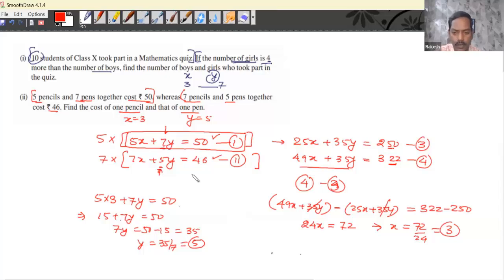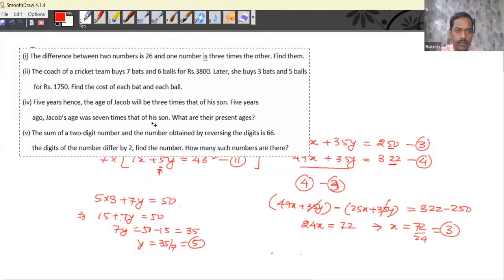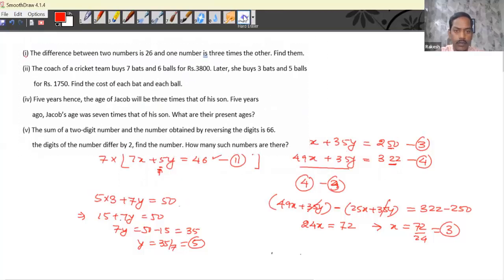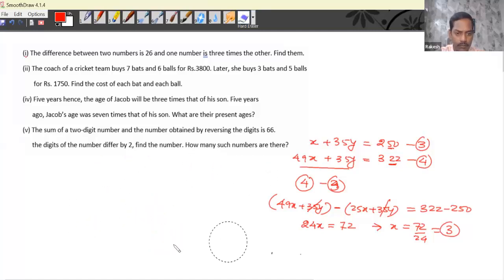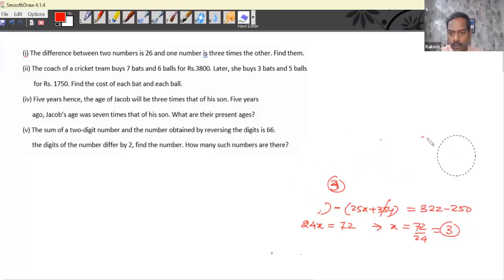Let's take a few more examples so that you understand what types of questions we get in pair of equations. So I'm writing a few questions. Let us take all these questions together. What you can do is pause this video, take 4, 5, 10 minutes, whatever you feel like, solve it, and then proceed with the video for the solution.